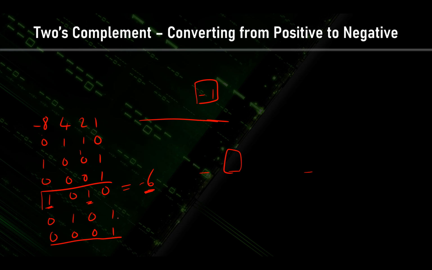Alright, okay, well then here, 1 plus 1, that's going to be 0, but carry the 1. And then here, 1 plus 0, that's going to be 1. 1 plus 0, that's 1. And then 0 plus 0, that's going to be 0. And of course, if you just add those up, 4 and 2, that's going to be 6.